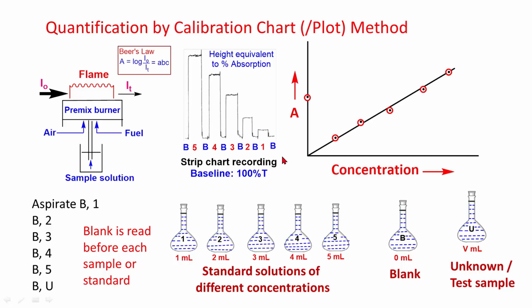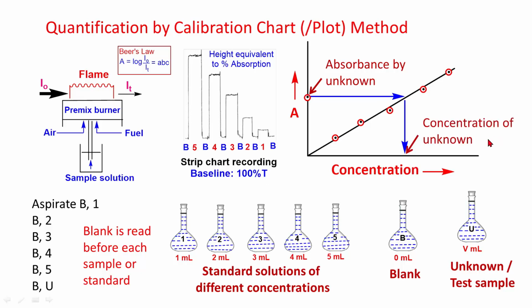Beer's law is followed. Absorbance is plotted versus concentration. This is the absorbance by the unknown sample whose concentration we have to determine. It is extrapolated on the calibration chart. This is how we can find the concentration of unknown sample.